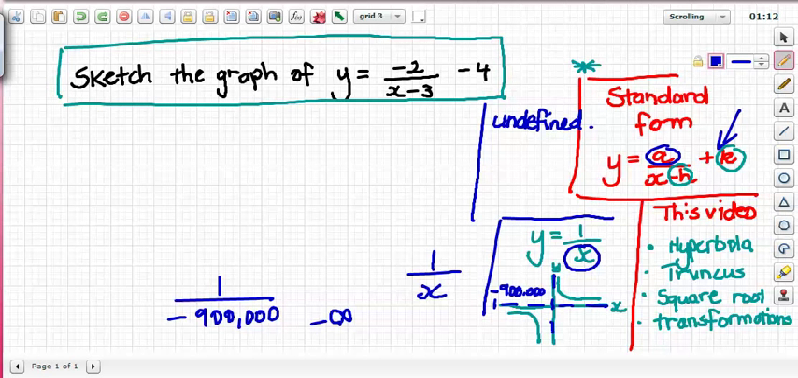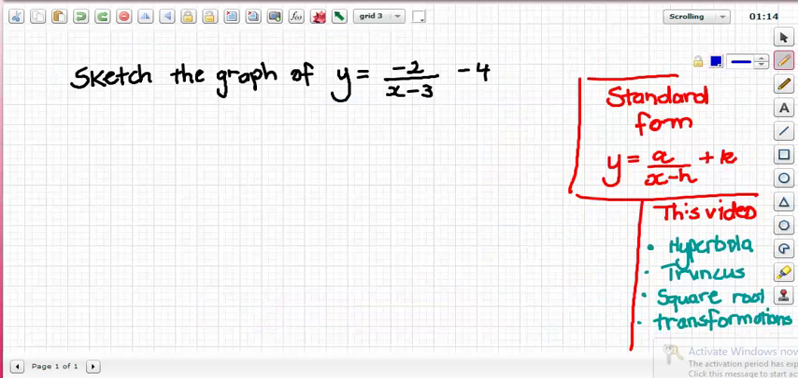So the standard form has a horizontal and a vertical asymptote, but with these transformations, whether it goes left or right, up or down, that's going to move those asymptotes. I'll just clear some of the board. I'll just pause it for a sec. Now, without working too much, we can have an idea of what this graph's going to look like just based on the transformations.